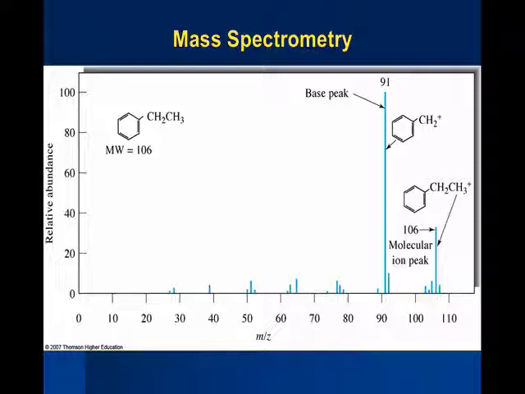And hence that is why the base peak, which is always the tallest peak in the spectrum, is the most stable species. So this has lost a methyl group, and now you have this CH2 with the positive charge on it. That is the base peak because that positive charge is in resonance with the benzene ring. This is a fingerprint of this molecule.